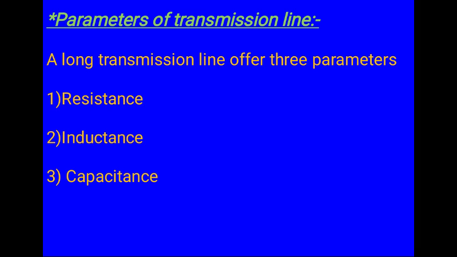We know that a transmission line is nothing but a conductor. So a conductor has its resistance, and inductance is due to the current flowing through this conductor, and capacitance is due to charge separation.